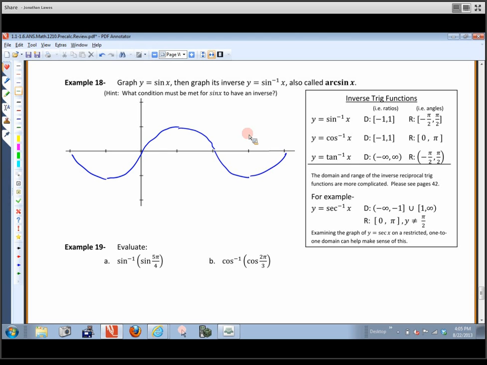So what we do is we keep the domain close to the origin, and we want to make sure that we cover all the ratios that come out of the sine function, all the way from -1 to +1. And the easiest way to do that is to just restrict the domain from -pi/2 to pi/2.